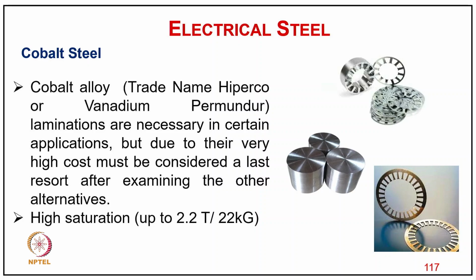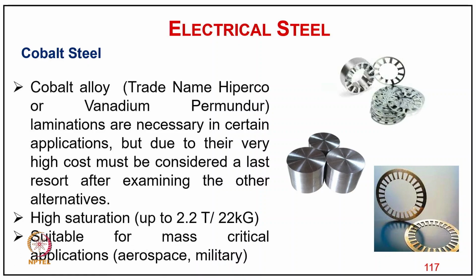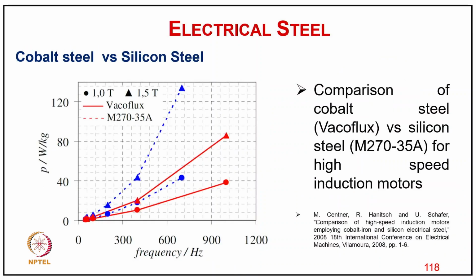So they are used in very specific high efficiency machines, with a high saturation flux density of 2.2 Tesla, and are suitable for mass-critical applications like aerospace and military applications, where weight and volume are of prime importance. So we want to reduce the size and weight of the machine, and there we use this kind of lamination. And for cobalt steel and silicon steel, this shows the characteristic of frequency versus core loss, in watts per kg, as a characteristic of these materials.